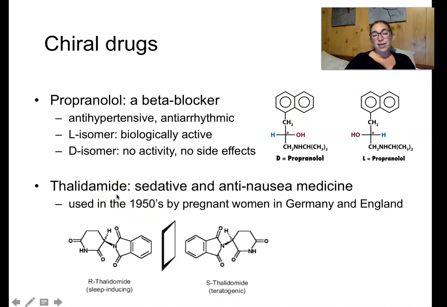Thalidomide, though, is a very infamous drug. It has some sedative and anti-nausea effects, and so when it was discovered, it started being prescribed as a sedative and anti-nausea medication. And a population that suffers from a lot of nausea is pregnant women who have morning sickness. So in the 1950s, when it first came out, it became a popular drug to prescribe to pregnant women who were suffering from morning sickness.